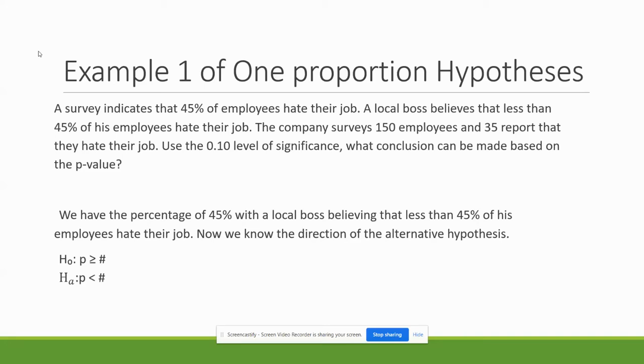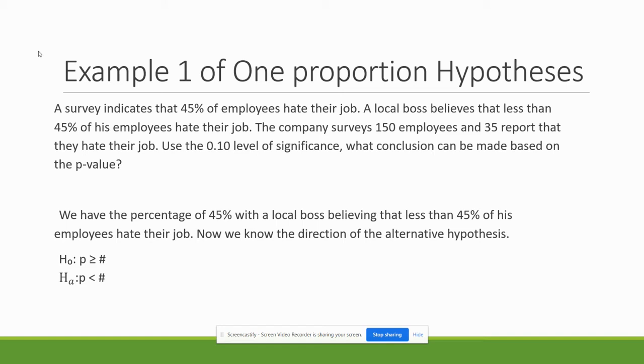So let's look at example 1 of one proportion hypotheses. A survey indicated that 45% of employees hate their jobs. A local boss believes that less than 45% of his employees hate their jobs. The company surveyed 150 employees and 35 reported that they hated their jobs. Using a 0.10 level of significance, what conclusions can be made based on the p-value?